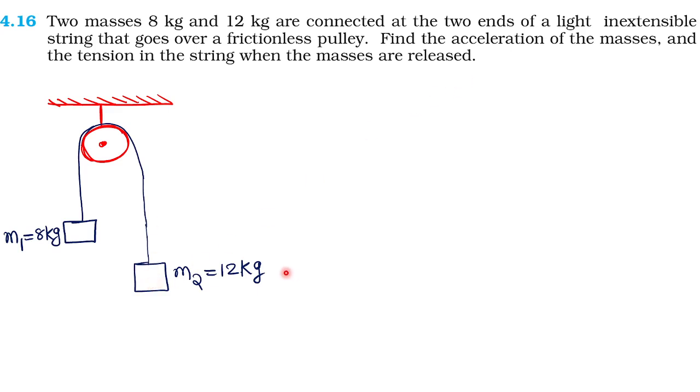If it is released, what do you expect? If it is released, M2 is larger than M1. M2, 12 kg, is greater than 8 kg. As a result, this will be falling down. At the same time, this one will be going up because the weight is much larger compared to this. So this will be falling down and this will be going up.